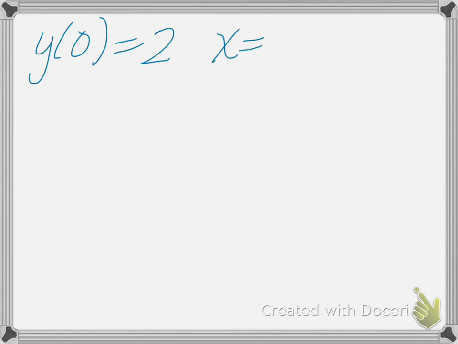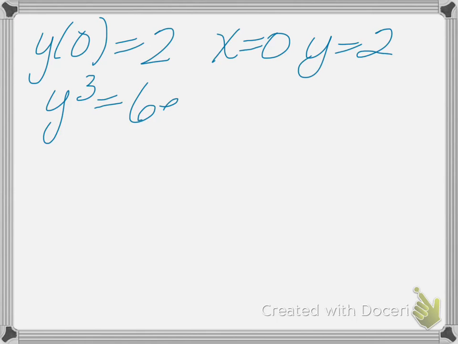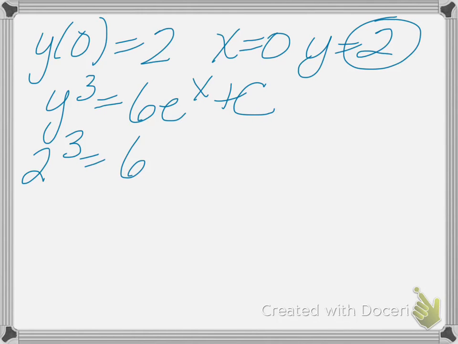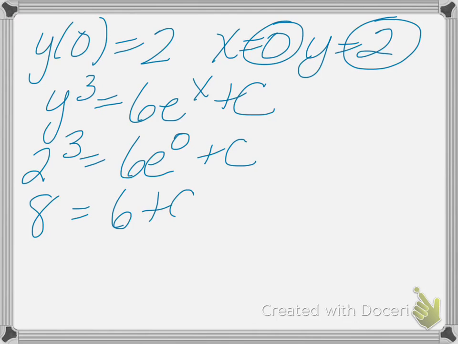That means when x equals 0, y equals 2. So I stopped here at y to the third equals 6e to the x plus c. So now I'm going to replace y with 2, and I'm going to replace x with 0. So 2 cubed is 8. E to the 0 is 1. 1 times 6 is 6. Subtract 6 from both sides, and you get that c equals 2.